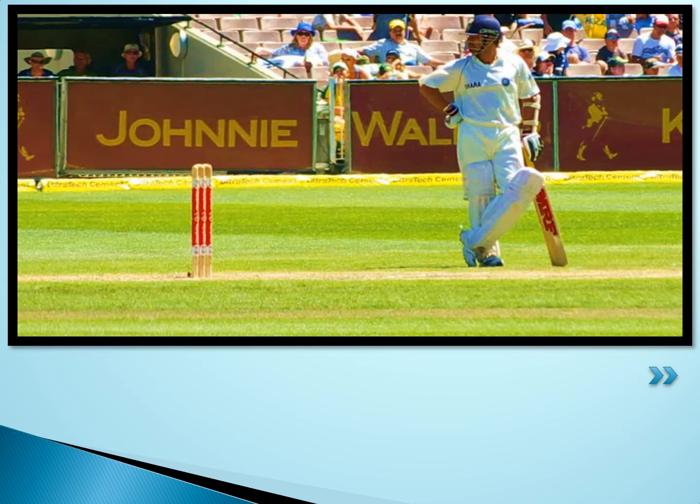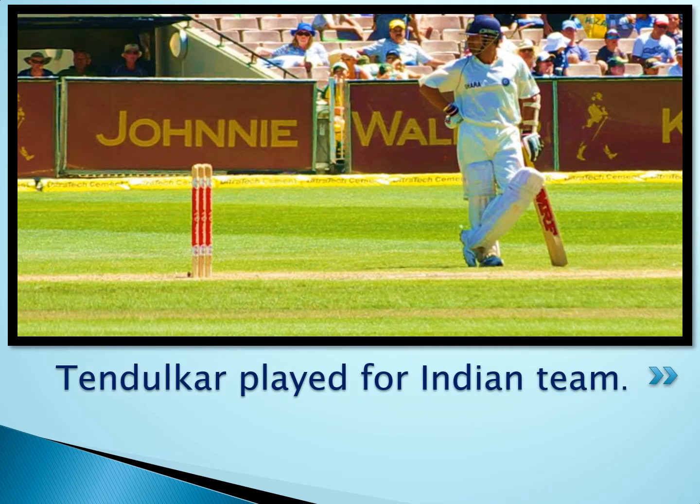Look at the picture. Who is there in the picture? You know him very well. He is Mr. Tendulkar. Using this picture, I'm going to write a sentence. Tendulkar played for Indian team. What is the meaning of this sentence? This sentence means he played for Indian team. He's not playing now. He stopped playing for Indian team. He played in the past.